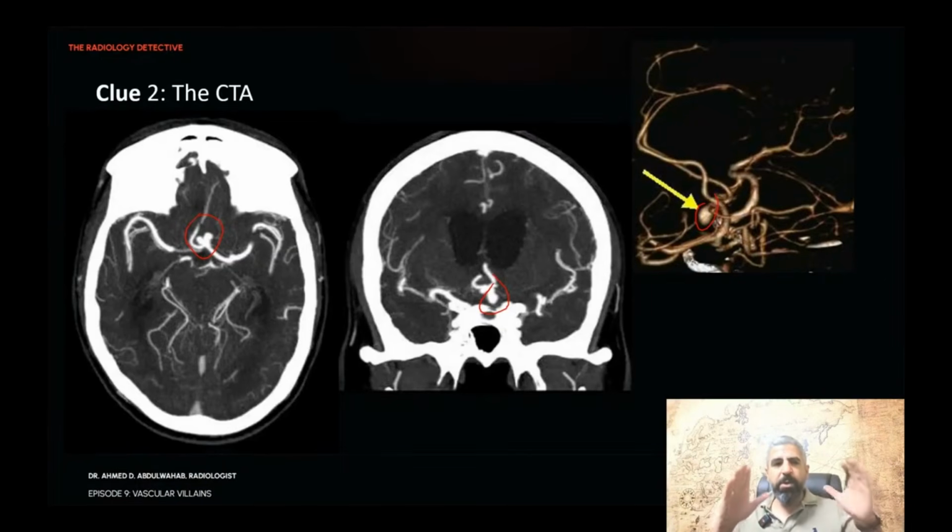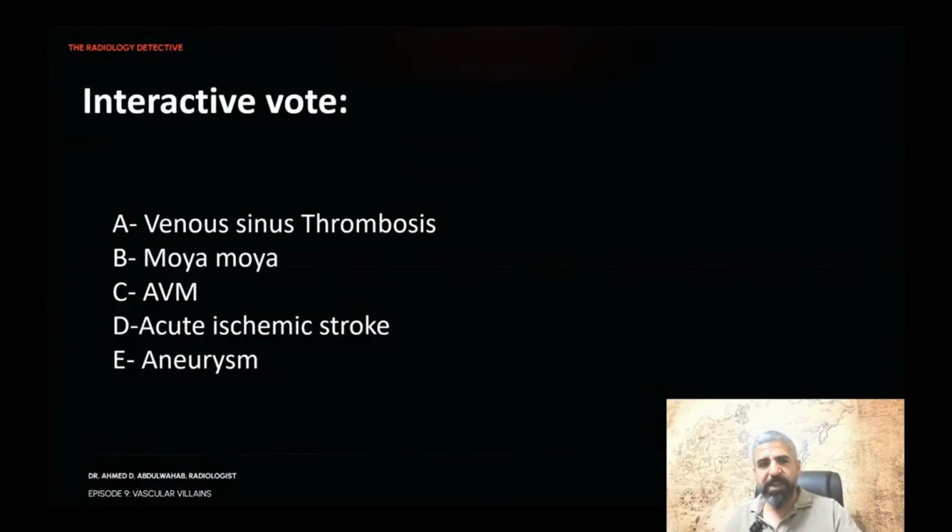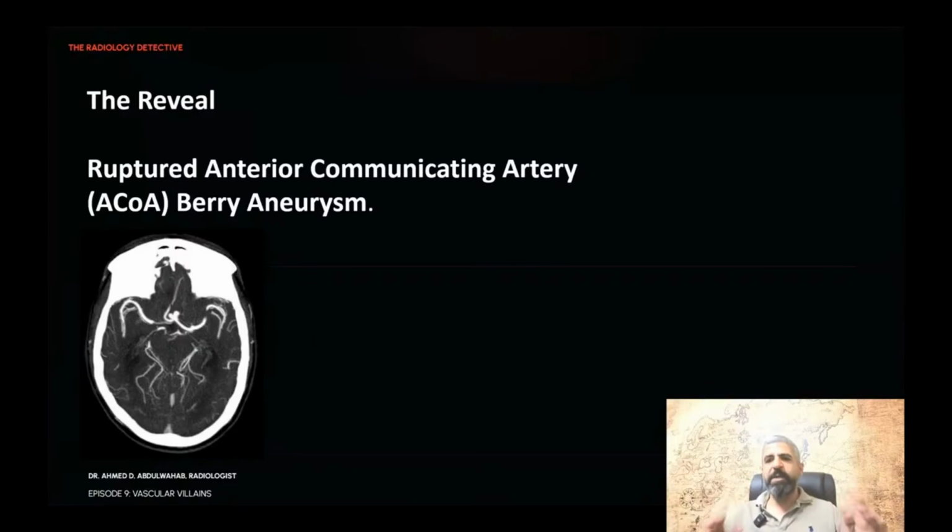And as I told you, basal cisterns filled with blood is what, until proven otherwise? A, venous sinus thrombosis, B, moyamoya, C, AVM, D, acute ischemic stroke, or E, aneurysm. The reveal is a ruptured anterior communicating artery berry aneurysm, causing devastating subarachnoid hemorrhage. And here, off to the coiling suite, to the interventional radiology suite immediately, because this is fatal if not treated perfectly. Let's go to flash round number 2.